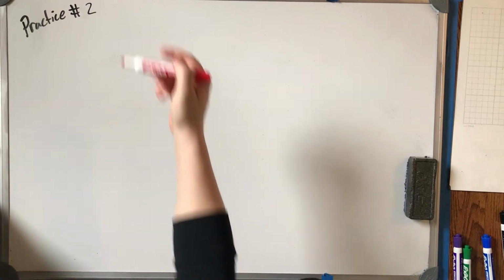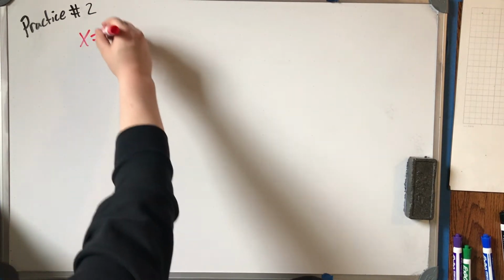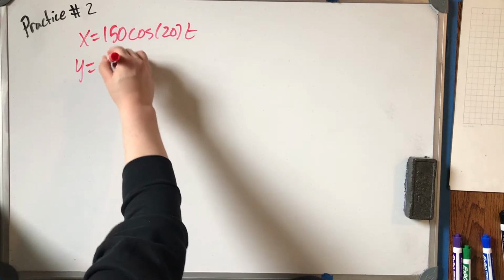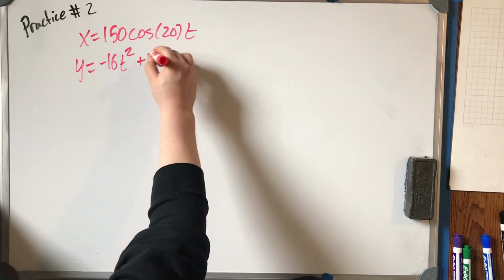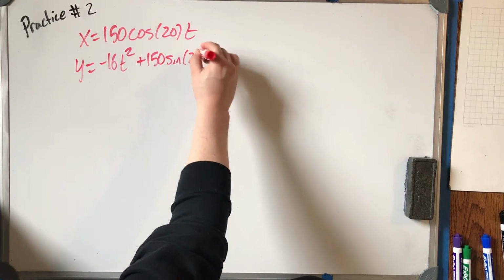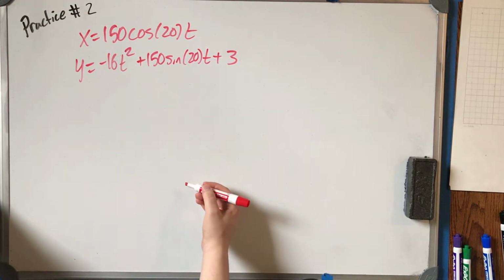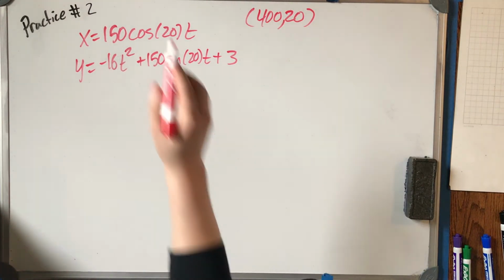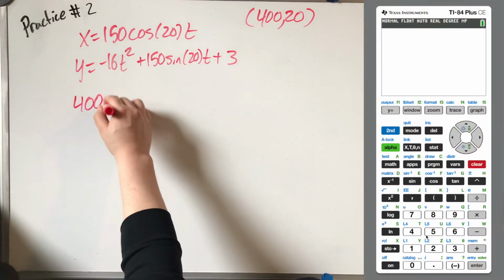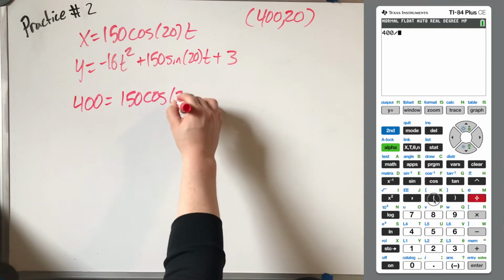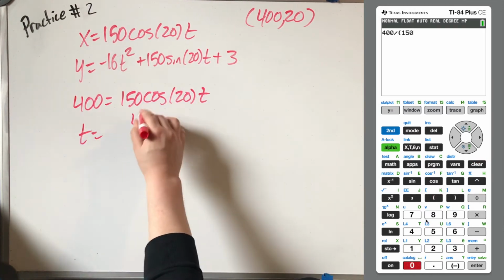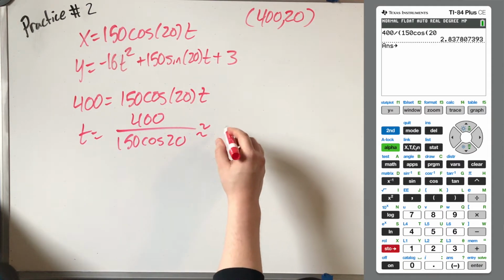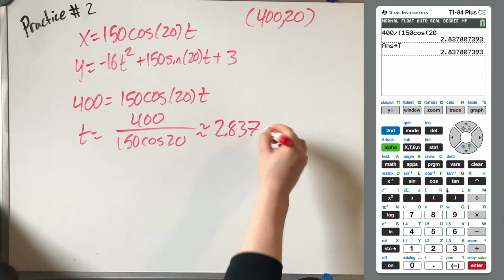Let's find out. Start off by writing his equations. 150 cosine 20 times t. Y is going to be negative 16 t squared plus 150 sine 20 t plus 3. We want to know whether or not it's going to clear something that is 400 feet away, 20 feet tall. So I'm just going to set the x equation equal to 400 and solve for t. That's going to be 400 over 150 cosine 20, which is approximately 2.837.